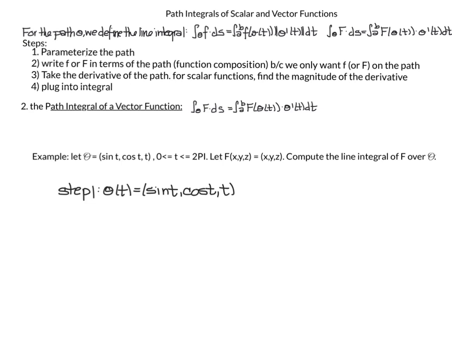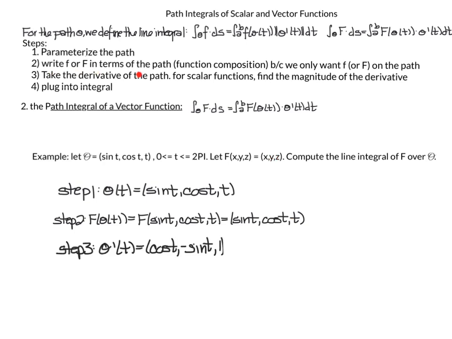Our first step is to parameterize the path. Again, that's been done for us. So sigma of t is equal to sine t, cosine t, t. Our second step is to write f in terms of our path using function composition. So f composed of sigma of t, I just plug in sigma of t into f. So f is equal to x, y, z. So first we take x, which is sine of t, y, which is cosine t, and z, which is t.